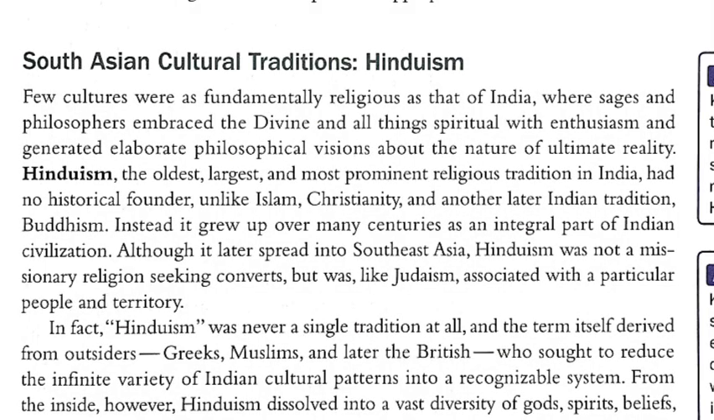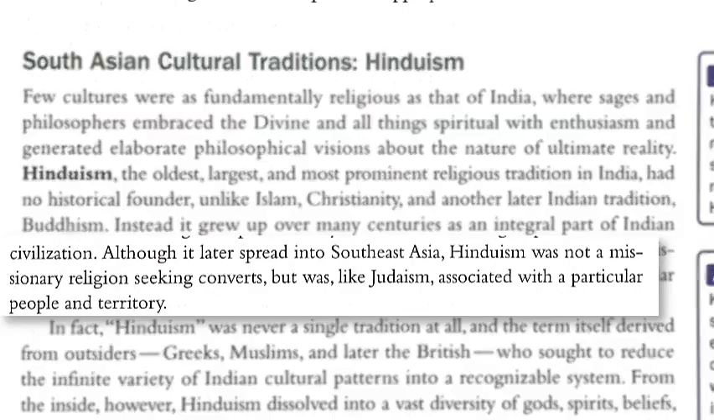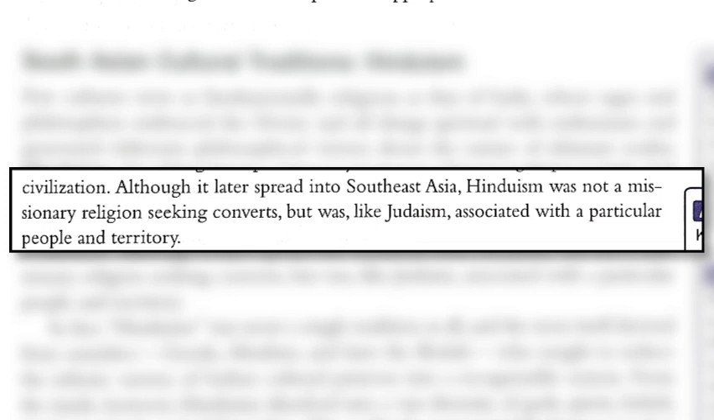Okay, so let's look at an example of a text where there's a lot of information dealing with South Asian religions. But when I look at the end of the paragraph, I notice a really important point that the author is making. It's about Hinduism not being a missionary religion that seeks converts, but was more like Judaism, associated with a particular people and territory. Now, that's at the end of the paragraph, and so there's a significance to that.